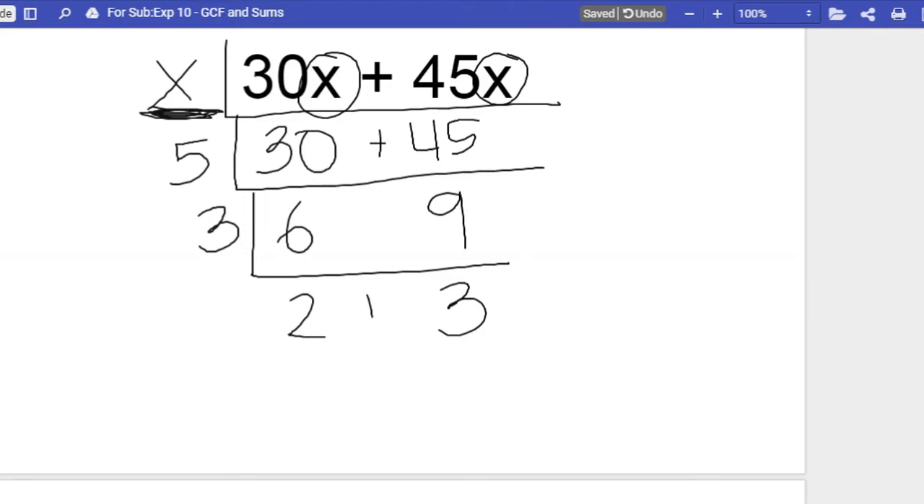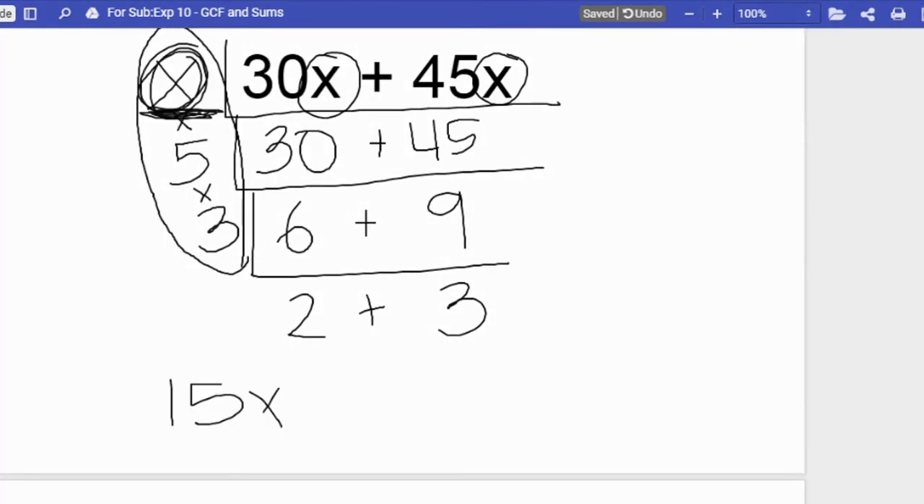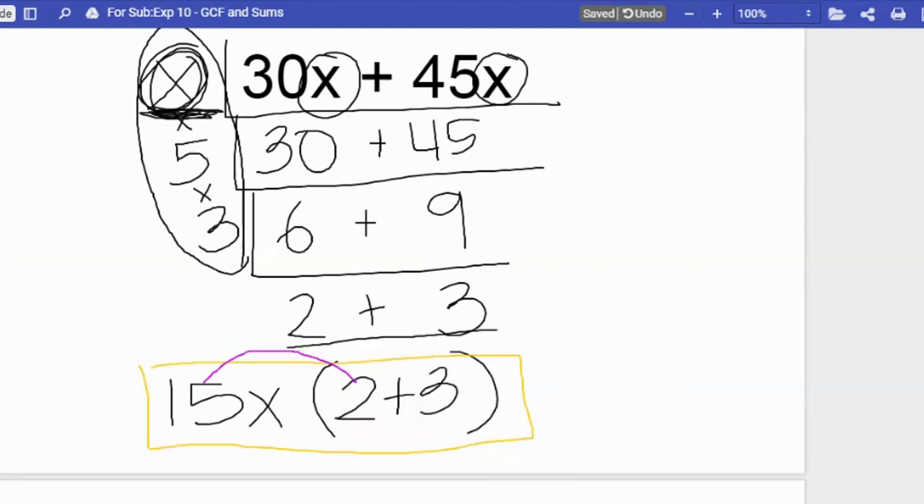6 and 9, I know they have a common factor of 3. 6 divided by 3 is 2. 9 divided by 3 is 3. Now I look at 2 and 3. Nothing else in common. I'm going to bring down that plus sign. So remember, I write the greatest common factor. 5 times 3 is 15, but I can't forget about this guy that I pulled out. I have a 15x, and then what's left in parentheses, right here, 2 plus 3. So again, this is my answer.